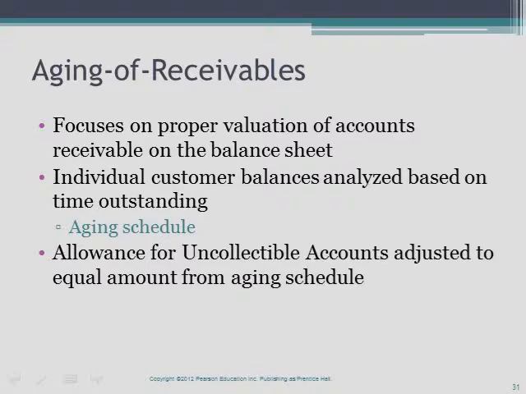The other popular method for estimating uncollectibles is called aging of accounts receivable. The aging method is a balance sheet approach because it focuses on what should be the most relevant and faithful representation of accounts receivable as of the balance sheet date. In the aging method, individual receivables from specific customers are analyzed based on how long they have been outstanding.